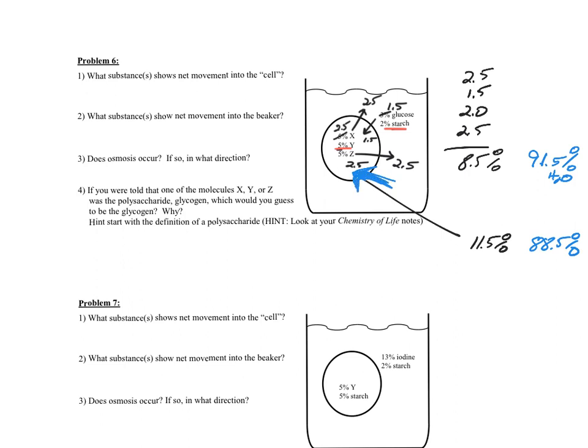Water's going to move into the cell in order to equilibrate that concentration. All right. Now, what substance shows net movement into the cell? Well, we know that it's glucose, and we know it's not starch, and that's the only one that goes into the cell, besides water, right? What substance shows net movement into the beaker?